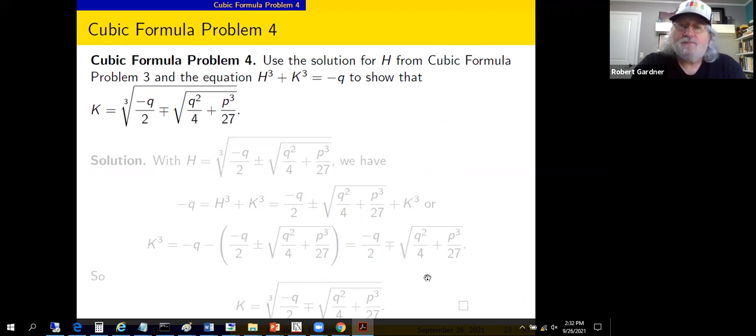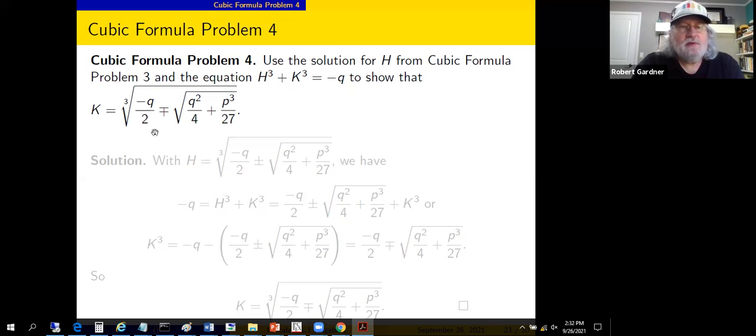Next, use the solution for h from the previous problem and the equation h cubed plus k cubed equals negative q to show that k equals this quantity. All right, here's where we're going. We're solving for x. We have x equals h plus k. You found out what h was in the previous problem. Now we're figuring out what k is in terms of p and q. P and q were the coefficients in the cubic equation related to variable x.